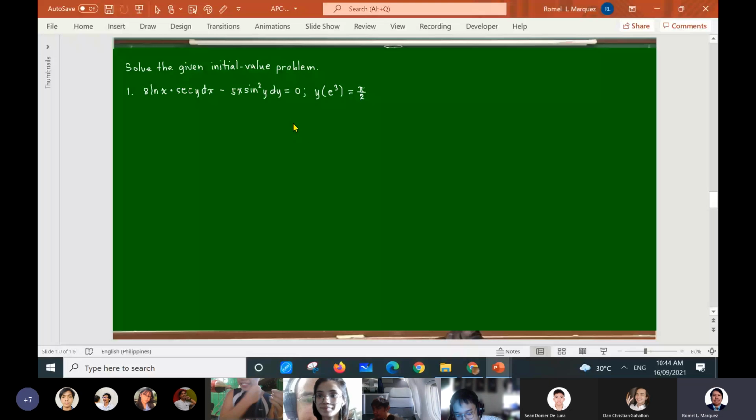What does this mean? When x is what? When x is e cubed, the value of y is pi over 2. It's not y times, it is y of e cubed equals pi over 2. Okay?